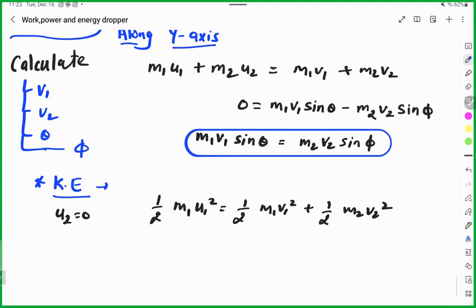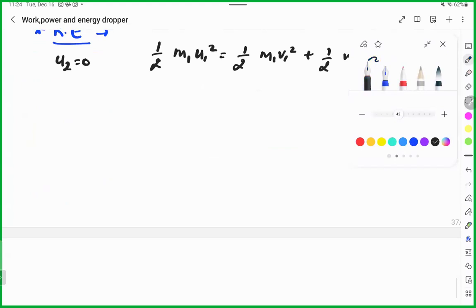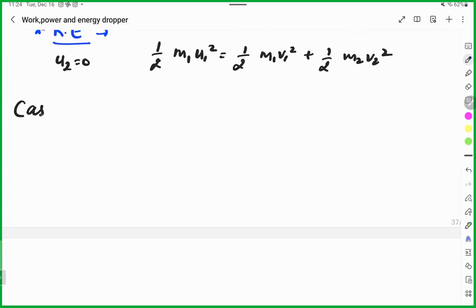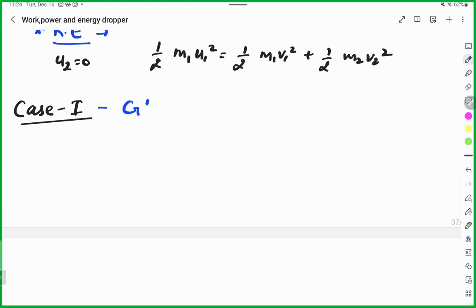That's why you have to consider different cases. Case 1: glancing collision. Pratigya, what is glancing collision? Sir, I am hearing this word for the first time. First time you are hearing the word. So in glancing collision, the incident particle does not lose any kinetic energy, and it gets scattered without any deflection.